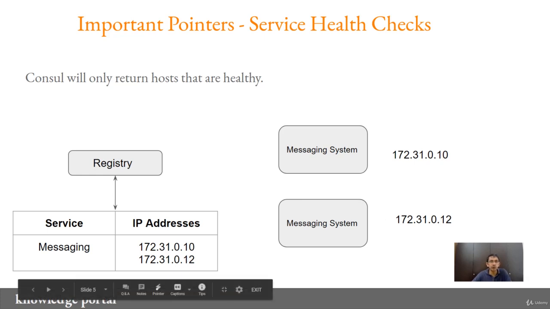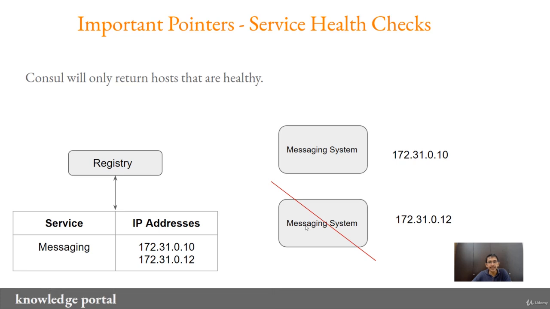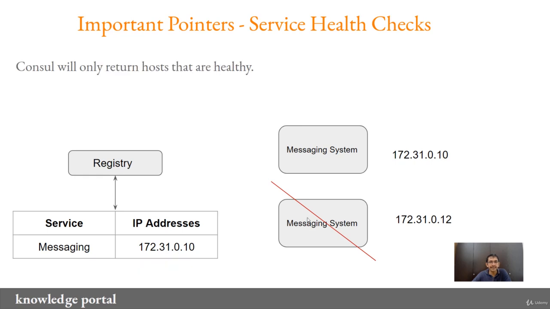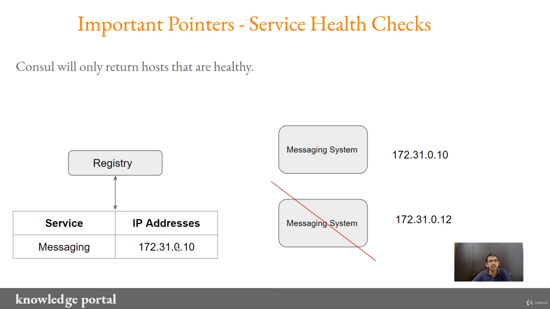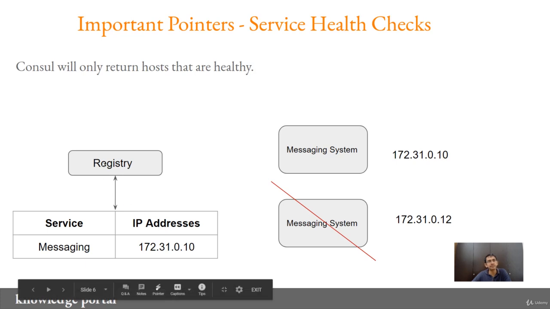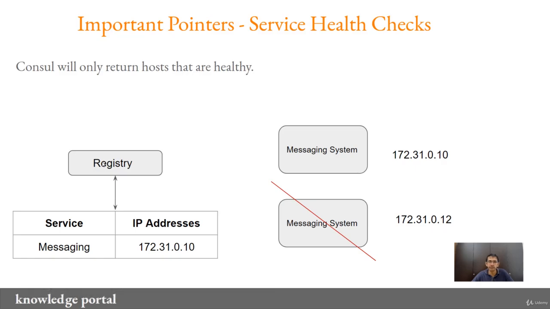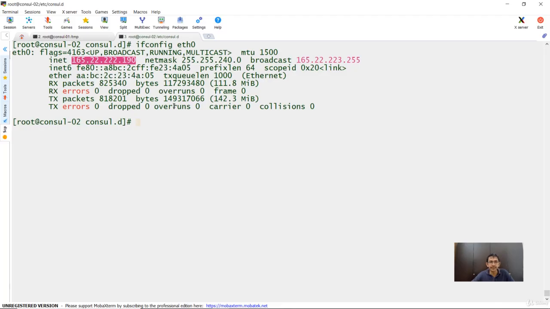So let's say tomorrow, due to some reason, the second server where this service was implemented has failed. So now what will happen is, console will detect that failed server and it will remove it. So now only the IP address of the first server that is passing the health check will be returned to any client that is making a request to Consul. This is very important part to remember. So let's quickly try it out.